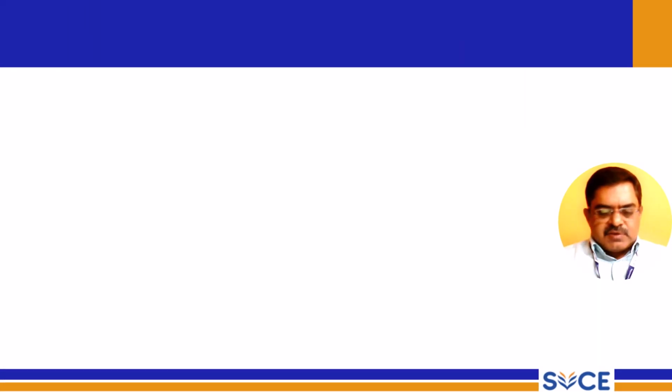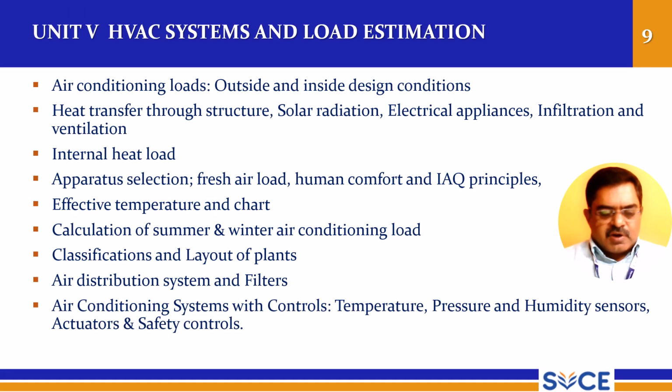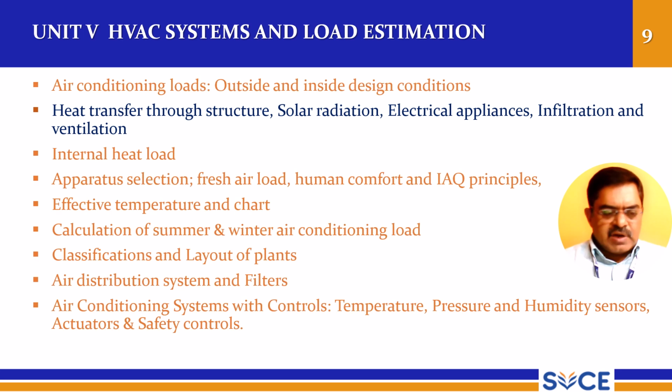So, as we discussed earlier, this is the content of Unit 5, and we are completing the second topic here. In the next session, we are going to discuss internal heat load. It requires only one session, a simple topic we will complete in 1 hour. Then we have apparatus selection, fresh air load, human comfort and IAQ principles, and the remaining topics we will see in subsequent sessions.